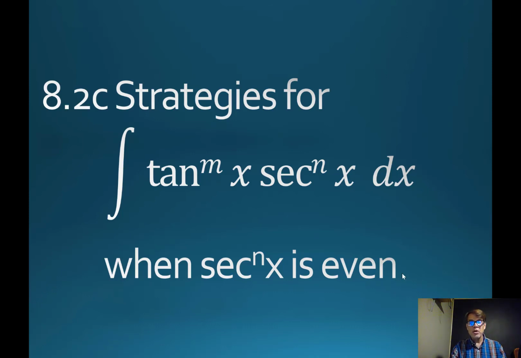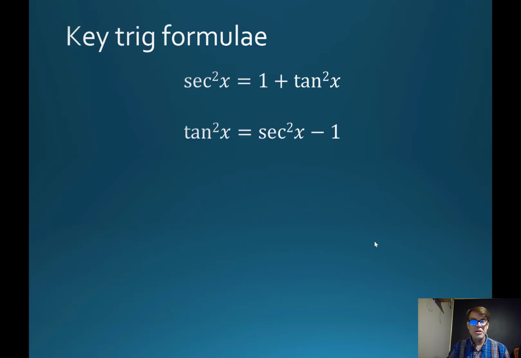But first, what are the trigonometric formulas that we need to know, especially in this? Well, you remember in the first two videos, sine squared x plus cosine squared x equals 1. Well, one of the key formulas to remember for this one is that secant squared x equals 1 plus tangent squared x. This is one you should memorize. The other form of it is, tangent squared x equals secant squared x minus 1.